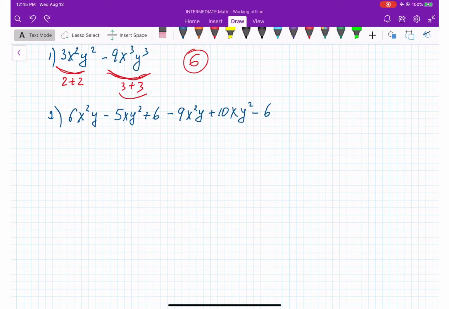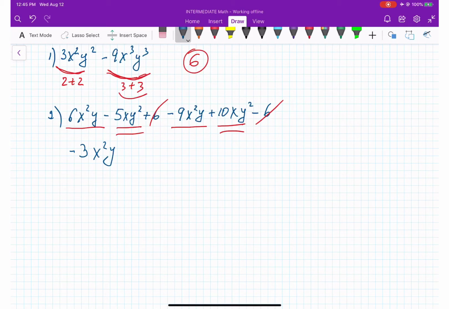To avoid mess, let's underline and see which ones are going to be the like terms. 6x squared y, here we have negative 9x squared y. 5xy squared, 10xy squared, and plus 6, negative 6, they are canceling each other. So as a result, we are going to get 6x squared y minus 9x squared y, going to be negative 3x squared y.